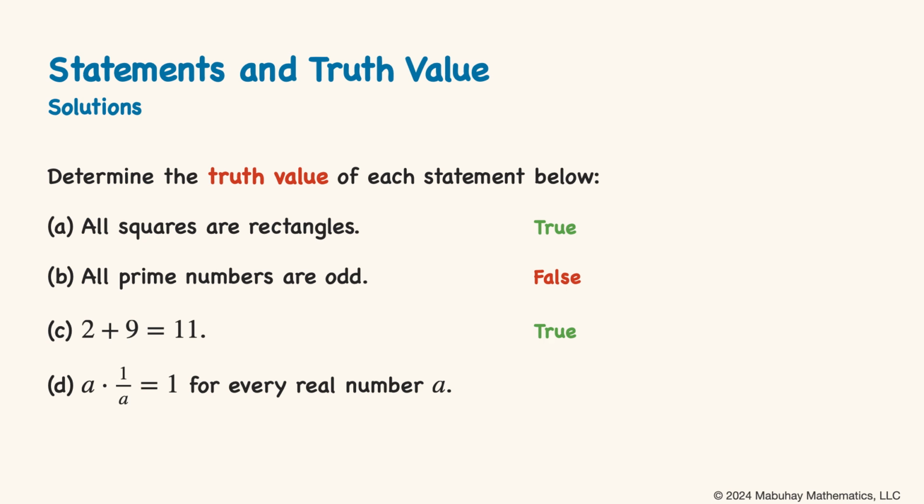Okay. And then a times 1 over a equals 1 for every real number a. Well, I know this is true a lot of the time because most numbers divided by themselves are equal to 1. Is there any number that when you divide it by itself, it's not equal to 1? Well, what if a is 0? Then we have 0 times 1 over 0. But anything divided by 0 is undefined. So since 0 is a real number, and 0 makes the equation false, this statement overall is false, because there's a counterexample of a equals 0.